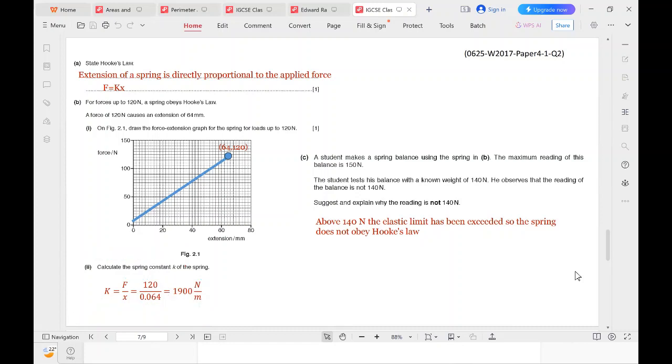A student makes a spring balance using the spring in B. The maximum reading is 150. The student tests his balance with a known weight of 140. He observes that the reading is not 140. Suggest and explain why the reading is not 140. This is because this is beyond 120. It's more than 120, so the spring no longer functions correctly. It does not obey Hooke's law anymore. And that's why the reading is not going to be exactly 140.